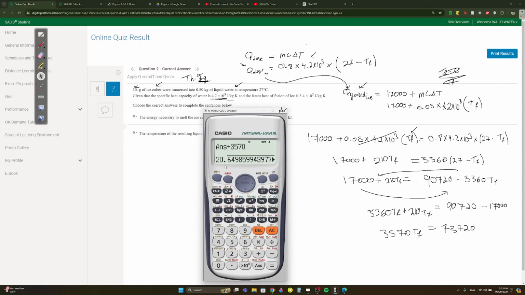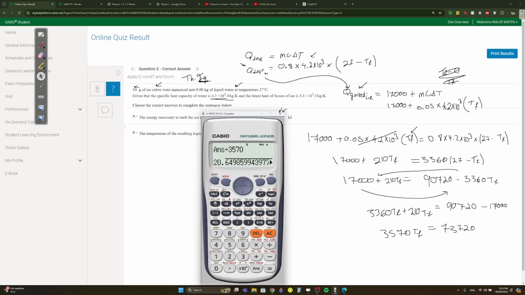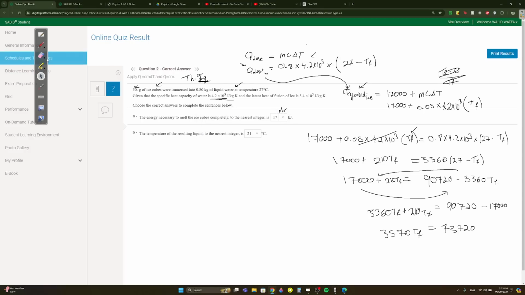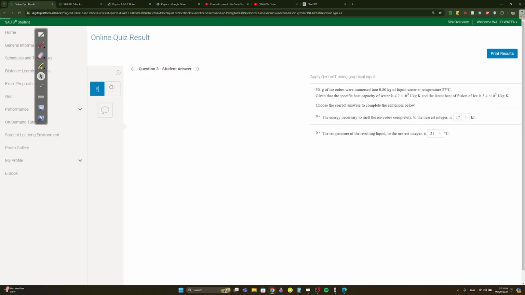You're gonna get 20.6. Okay, see how much it would help if you just had a calculator that can just solve equations. Unfortunately, my actual calculator doesn't have this function. I'm using an old calculator. I don't know, I lost my new one.